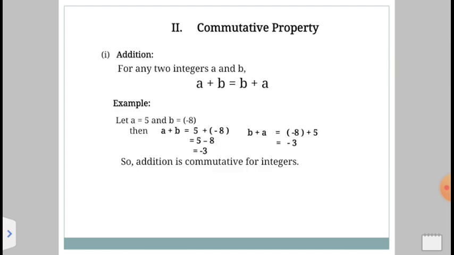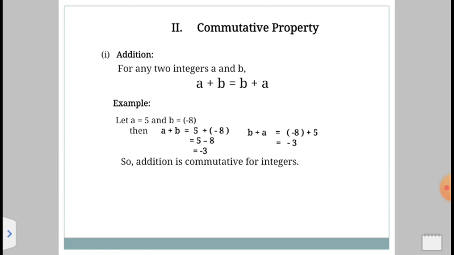Now let us move on to commutative property. Firstly, addition. For any two integers a and b, a plus b is equal to b plus a. That means the order of addition of numbers doesn't change the result. Whether you add 2 plus 3 or 3 plus 2, you get the same answer.